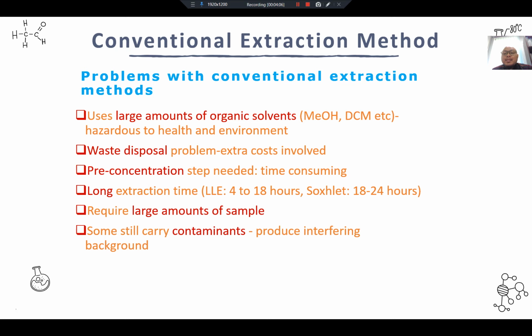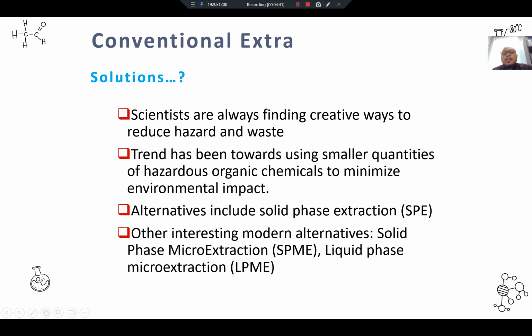And of course it is also water and electricity consuming, because can you imagine, you need to open the tap water for about 24 hours. You need electricity for the heating, for boiling the solvent. The other problem with these methods, especially LLE and Soxhlet, is you need a large amount of sample. Some still carry contaminants and produce interfering background, so they are not very clean.